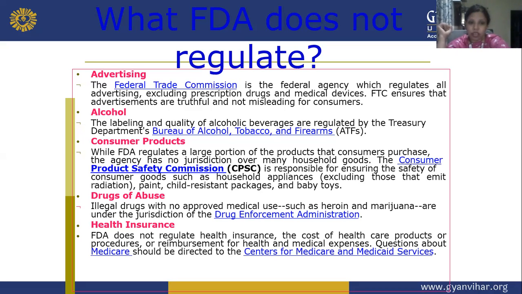Next is drugs of abuse. Illegal drugs with no approved medical use, such as heroin and marijuana, are under the jurisdiction of the Drug Enforcement Administration. As we have discussed, FDA is responsible for all pharmaceutical and medical products. But here the point of interest is drugs of abuse, that is, drugs which are not approved and do not have an approved medical use.